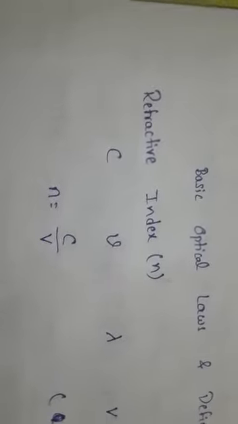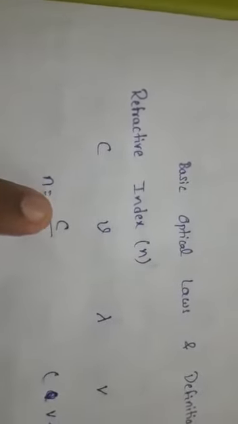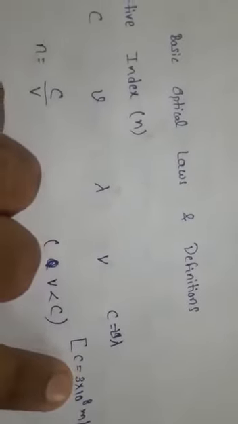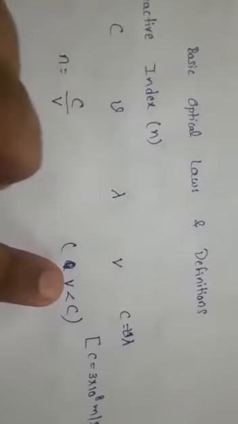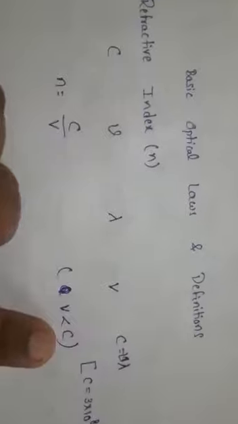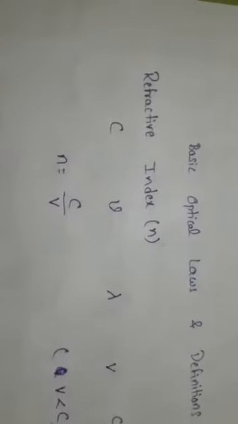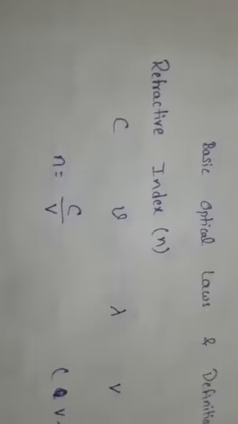Next, the speed of light in free space is c equal to 3 into 10 to the power of 8 meters per second, whereas the speed in a non-conducting material is less than the speed of light in free space. That is, v is less than c. So that is the first definition, refractive index.